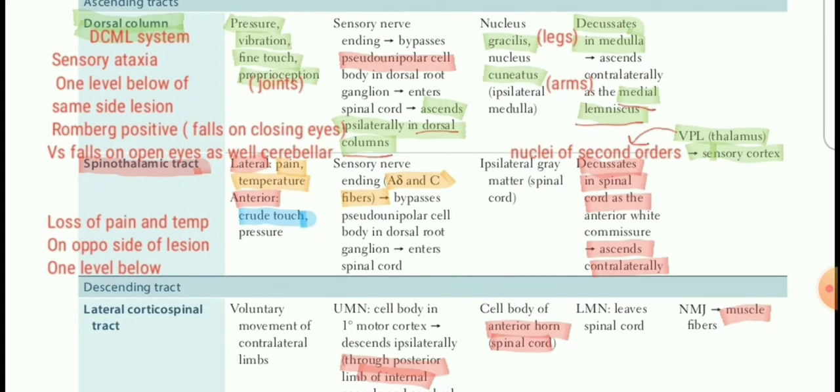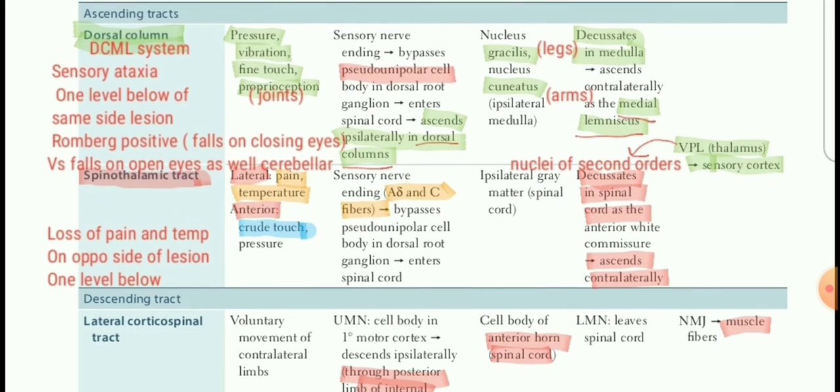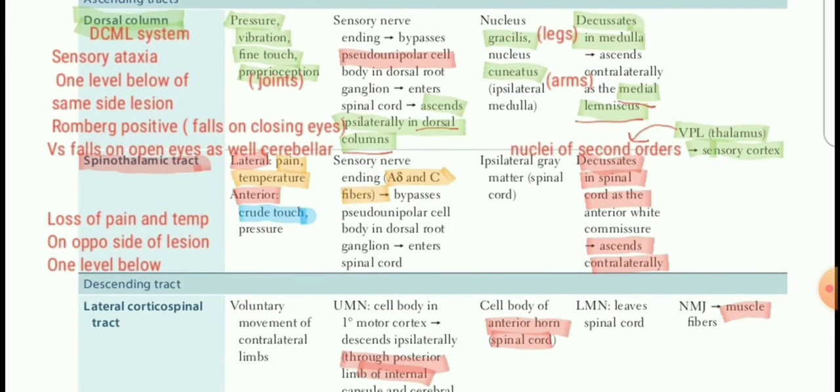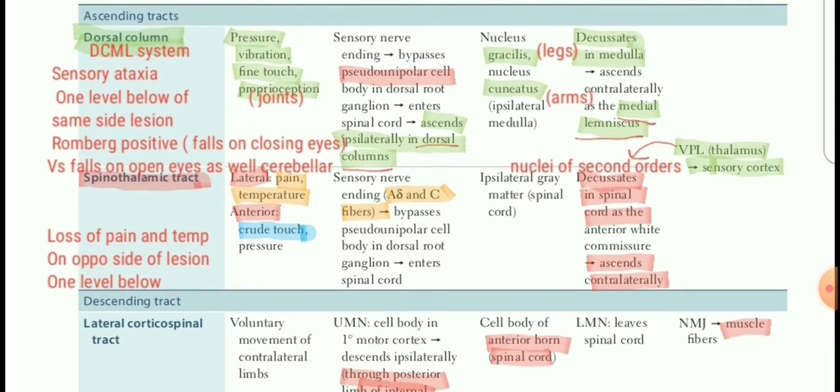This is called Romberg positivity, that is, falling on closing the eyes, because one system is knocked out and the second is knocked out when we close our eyes. So it is seen in sensory ataxia, for example dorsal column medial lemniscal system ataxia. Versus if the person falls with open eyes as well, that is a cerebellar lesion. In a cerebellar lesion there is no Romberg positivity, because the patient falls on both closing and opening of the eyes, because the cerebellum is concerned with balance as well.